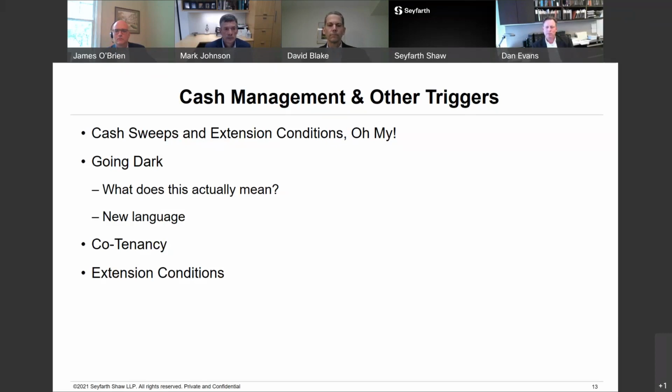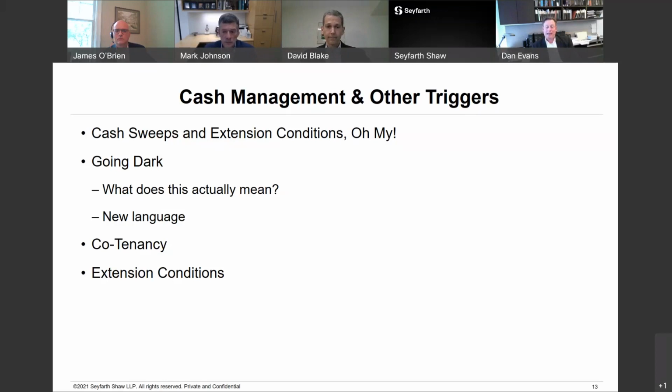So problems that we've seen, kind of inadvertent problems that we've seen. Many loan documents say, okay, once you start getting tenants in, if they go dark, we're going to put you into a cash sweep, or other bad things are going to happen. Historically, tenants going dark, they shut the doors, they turn off the lights, they're probably still paying rent.